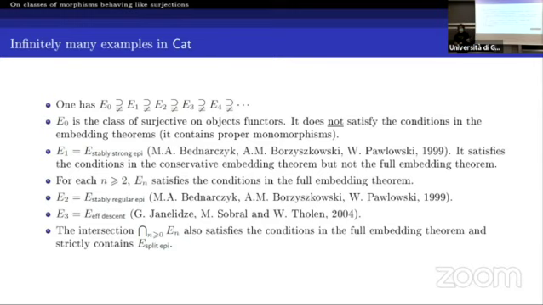Okay, so that's all for the examples. Now let me say a word about the proof of these embedding theorems. One direction is very easy. If you have the embedding, then to say that the class satisfies the condition, it's easy because basically surjections in Set satisfy those conditions. So that's the easy part.